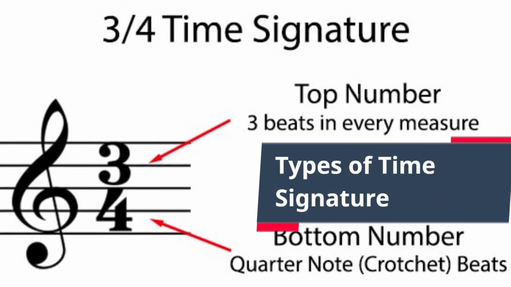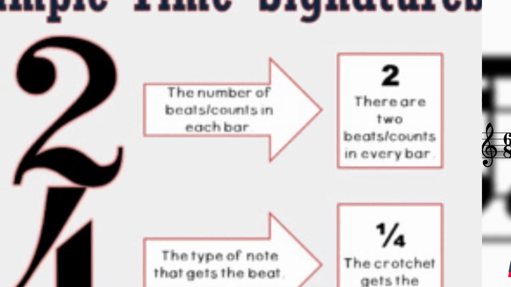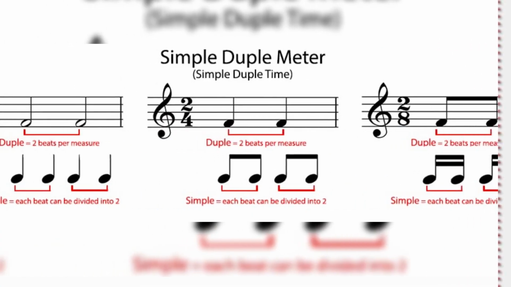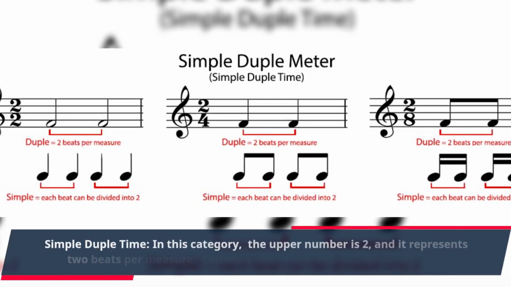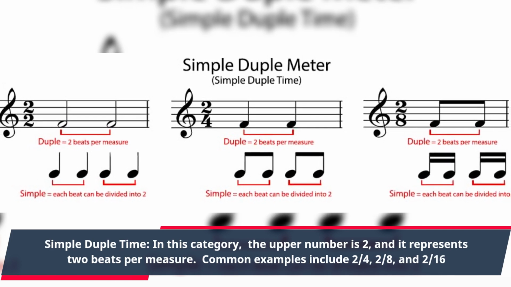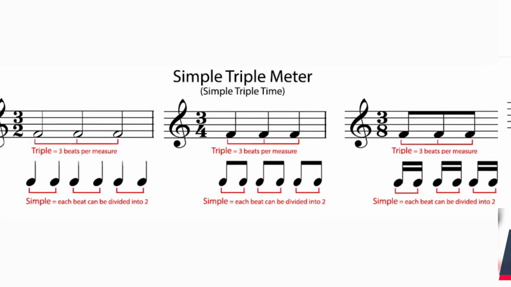Types of time signature. There are 2 primary categories of time signatures. 1. Simple time signatures. Simple duple time. In this category, the upper number is 2, and it represents 2 beats per measure. Common examples include 2/4, 2/8, and 2/16.